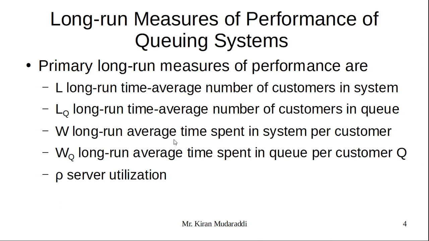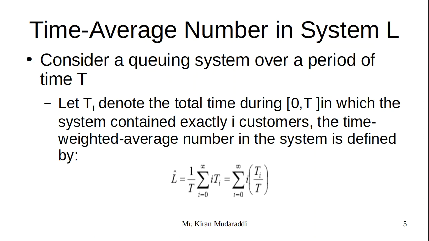W stands for the average time spent in a system per customer, and similarly WQ stands for the time spent in a queue per customer, and rho is called server utilization. Okay, these are the five important measures of performance of a queuing system. Let us understand the formulas which are used to calculate L, LQ, W, and WQ.